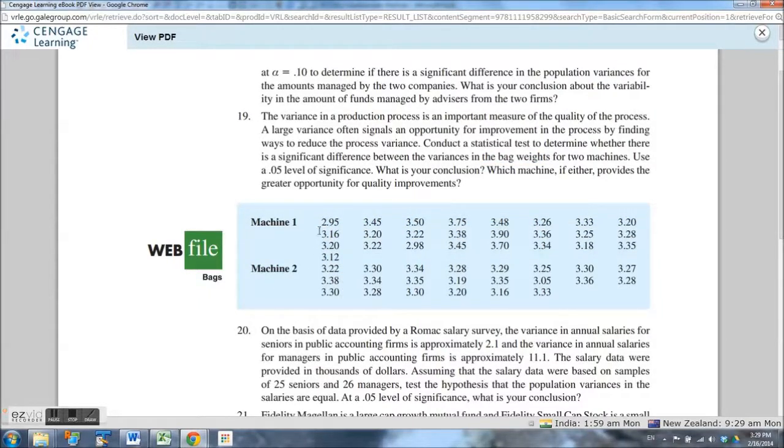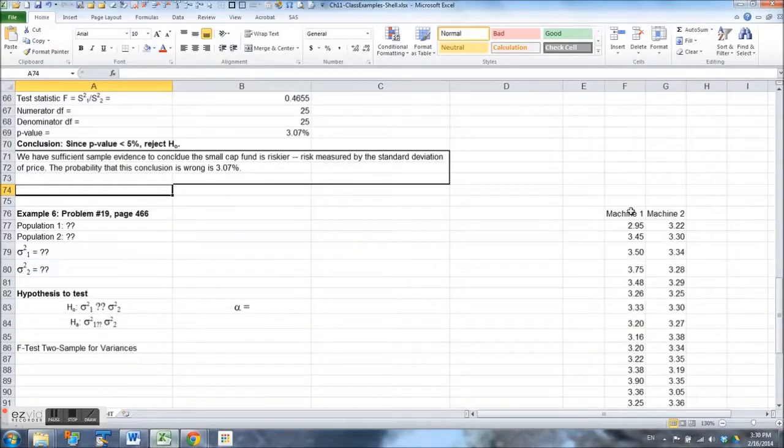We want to see whether the variances are both the same or not. Okay, if they are different, then there is opportunity for decreasing the variances and see whether we can improve quality. So let's look at the Excel file. We have the data right here, machine 1 and machine 2.